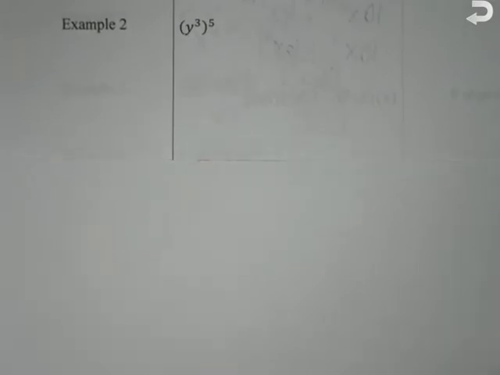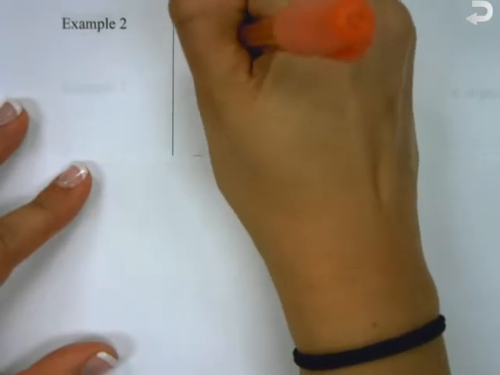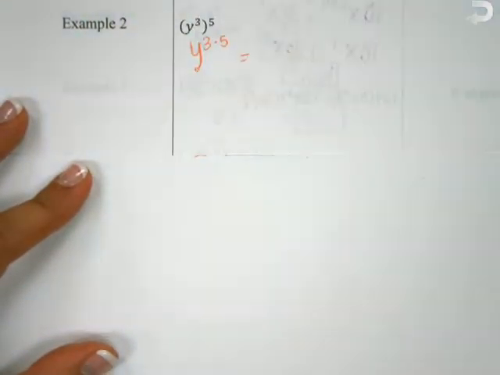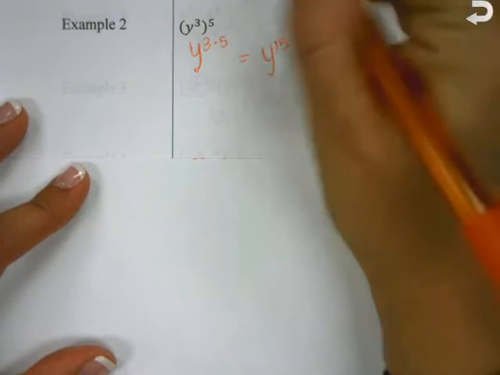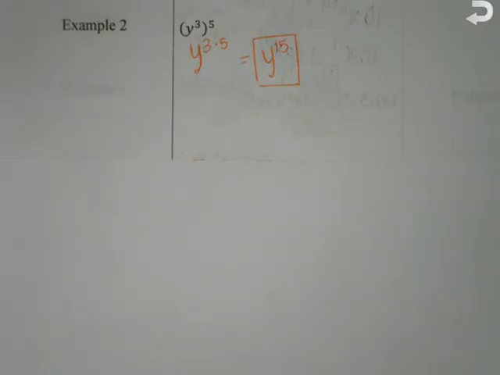Okay, so how did you do this problem? Y to the power of 3 times 5. And ladies and gentlemen, what does 3 times 5 give me? 15, so my answer is y to the 15th power. Okay, who got that correct? Excellent. So, let's look at example 3 and see what happens if there's more than one thing inside of the parentheses. So example 3.